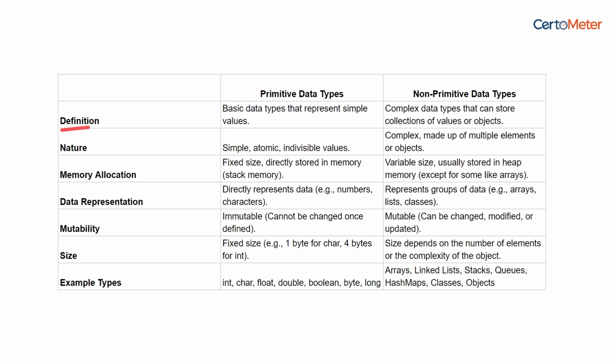If you look here in the definition, the primitive data types are the basic data types that represent simple values, and the non-primitive are the complex data types that can store a collection of values or objects. They are simple in nature, atomic, individual values, whereas the others are complex and made up of multiple elements or objects. Primitives have a fixed size and are directly stored in the memory, that is the stack memory. The non-primitive have a variable size and are usually stored in the heap memory, except arrays. Then you talk about data representation: primitives directly represent data, and non-primitives represent a group of data.